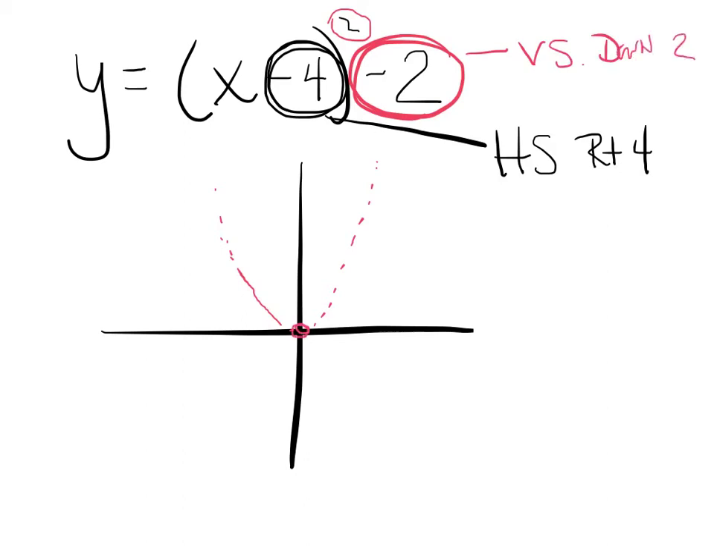So take that center point 0, 0 from your parent graph. We're going to go right 4. 1, 2, 3, 4. And then we're going to go down 2. So that's my point 4, -2. And I'm just going to make a new parabola. Okay, and that's the shift. That's all I'm looking for. Which direction am I moving?